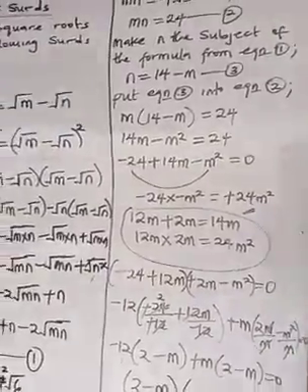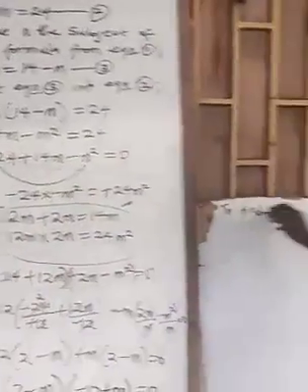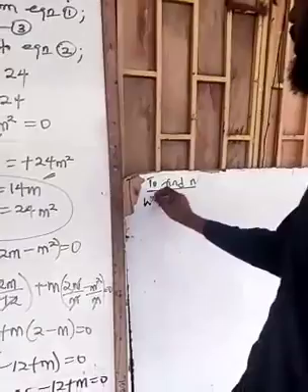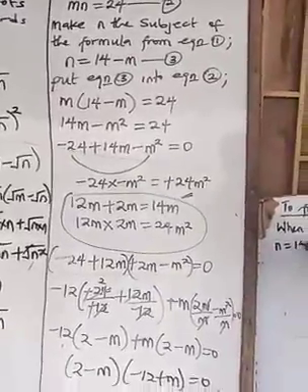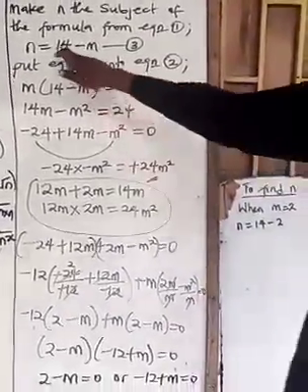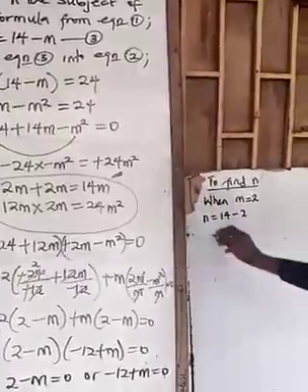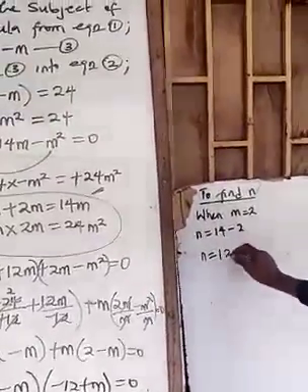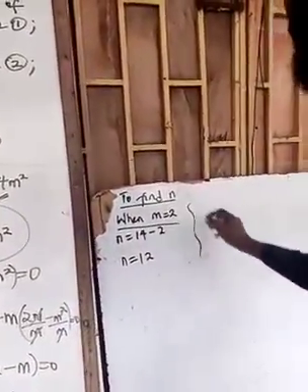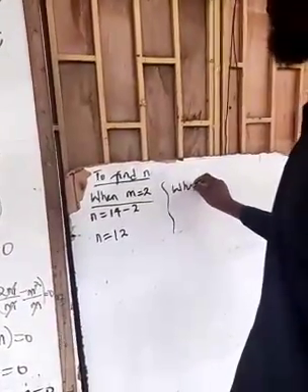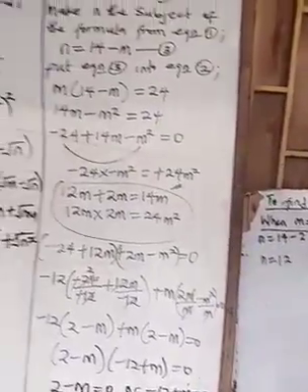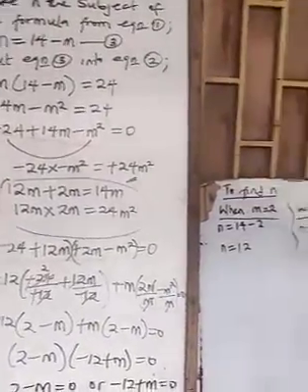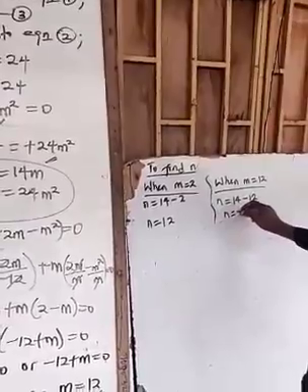We use these values of m to find n from equation 3. So to find n now, when m is equal to 2, that means n is equal to 14 minus 2. So this is 14 minus m. So that means n is equal to 12. And when m is equal to 12, we have n is equal to 14 minus 12, so that means n is 2.